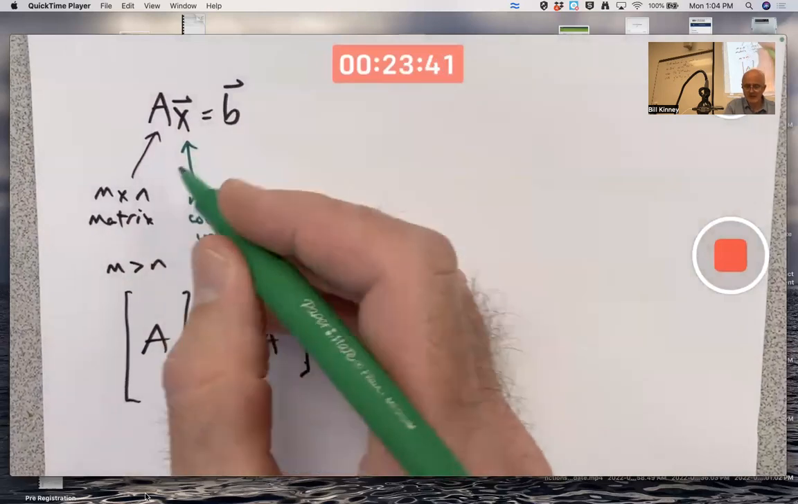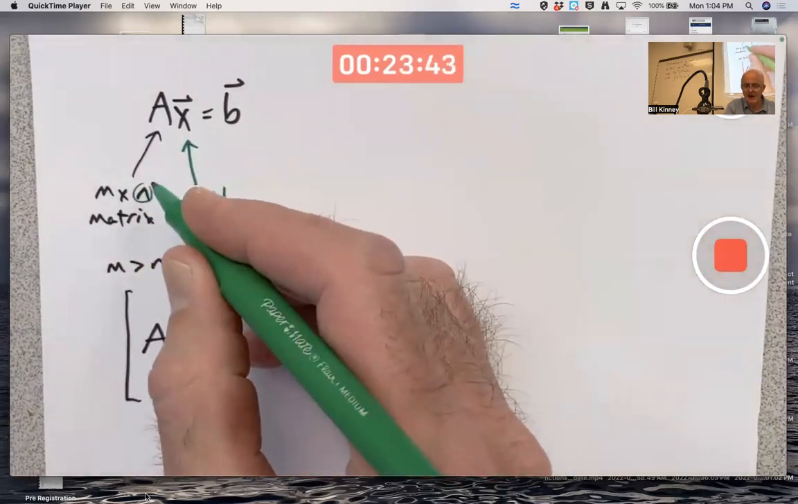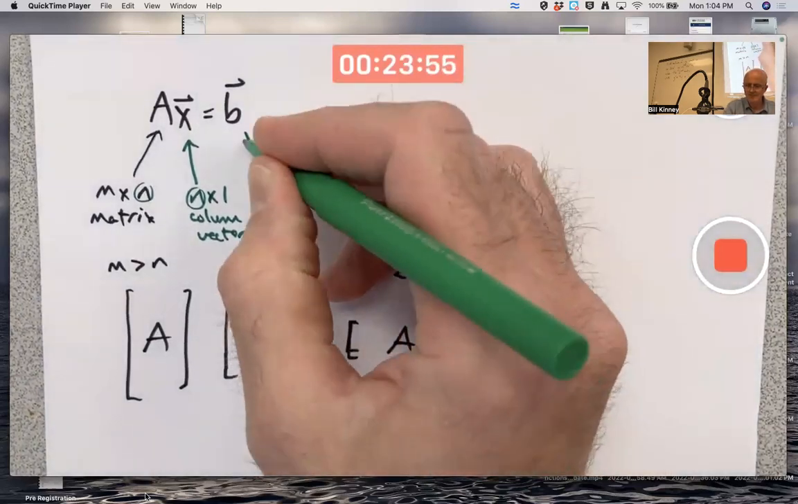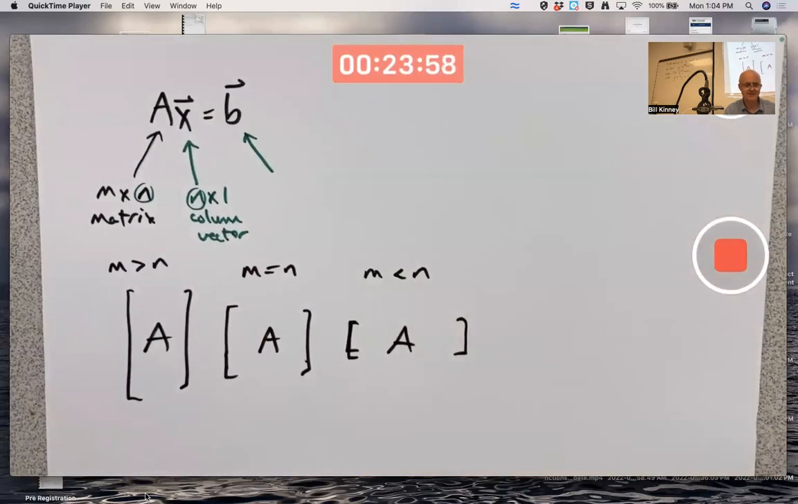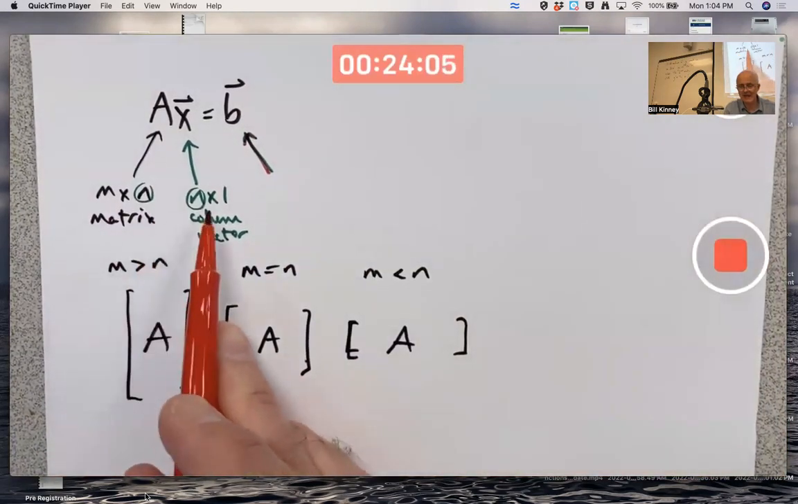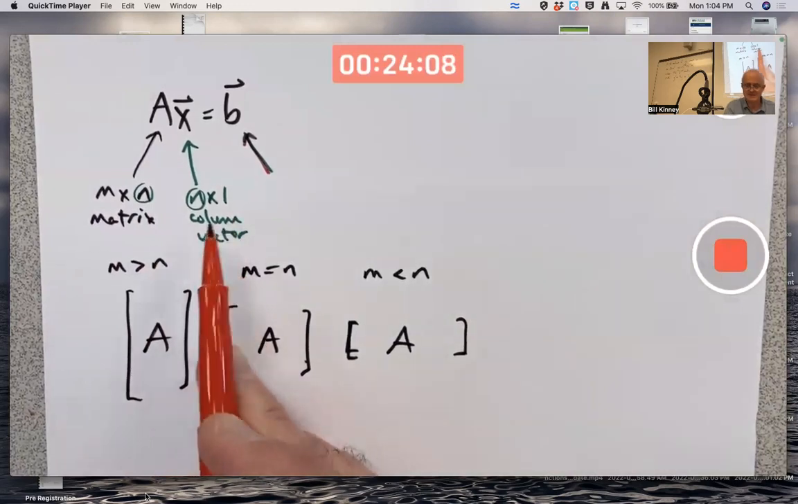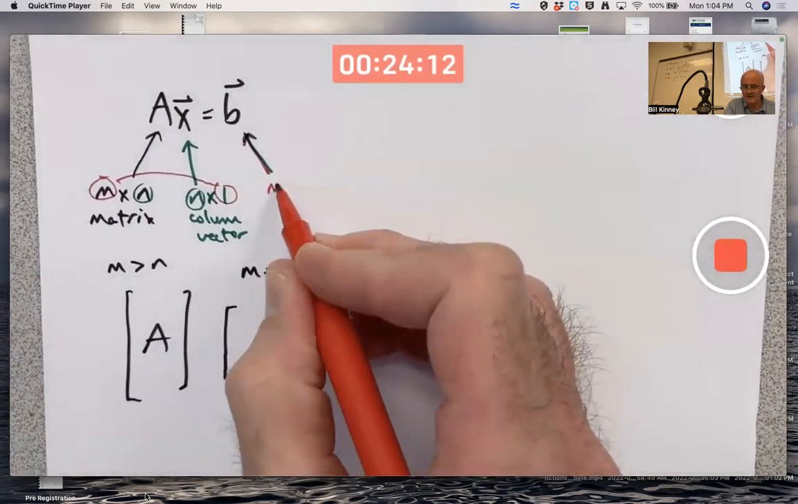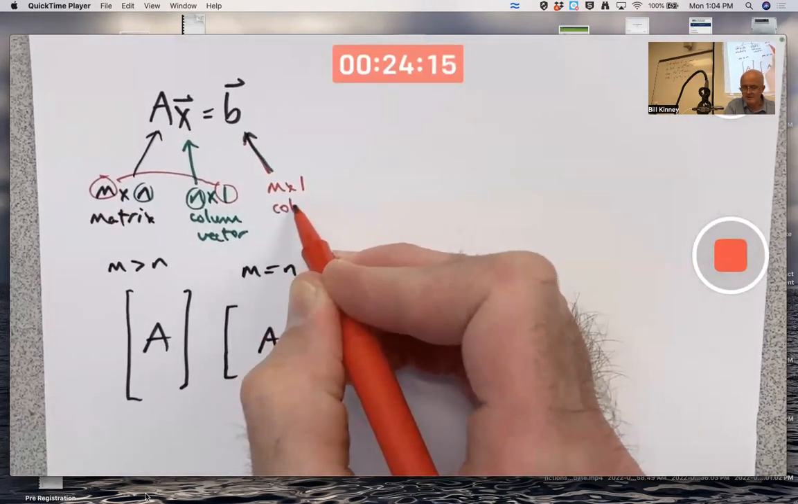You can do this multiplication because the number of columns of A equals the number of rows of X. We are talking about a matrix times a vector here, but I can generalize that to a matrix times a matrix. B is a vector. If you multiply an m by n matrix times an n by 1 matrix, you've got to get an m by 1 matrix. In other words, an m by 1 column vector.